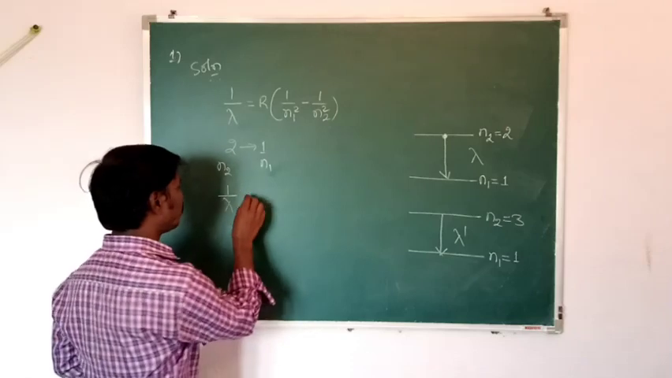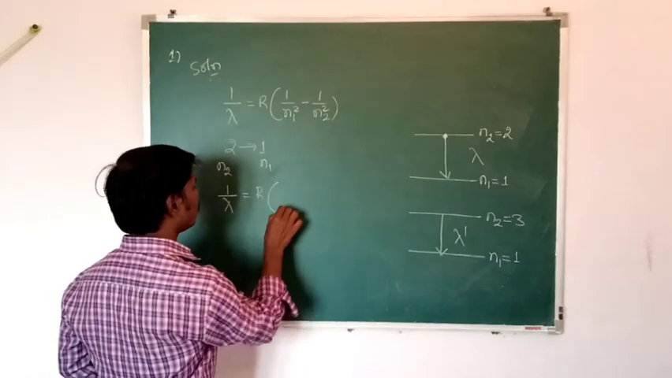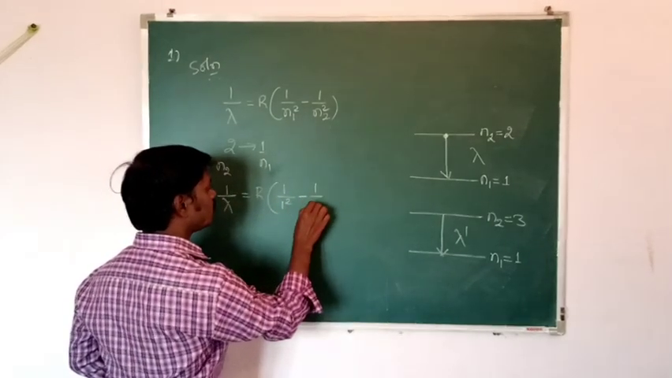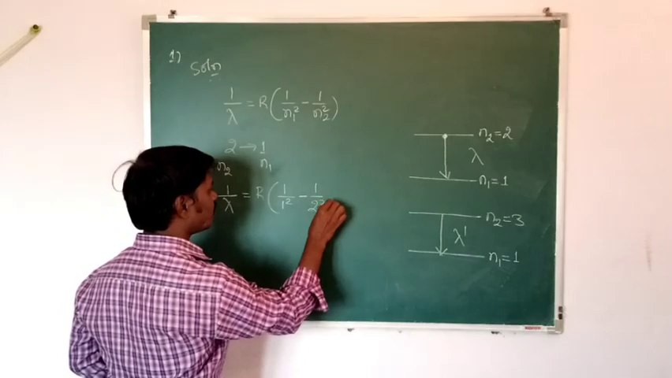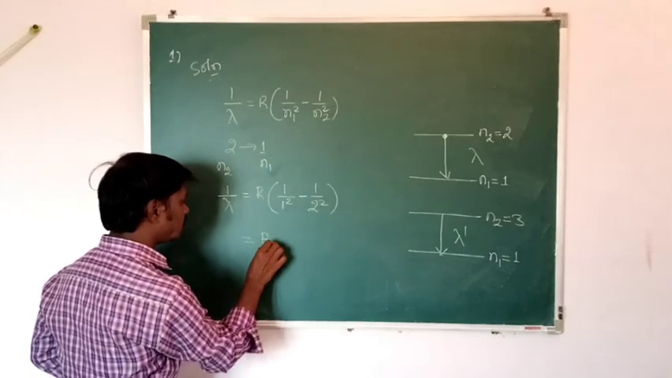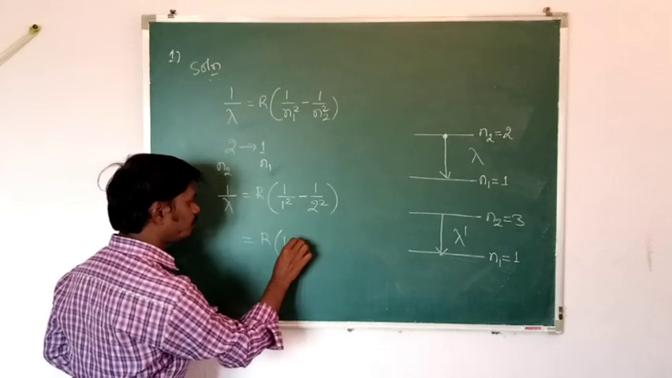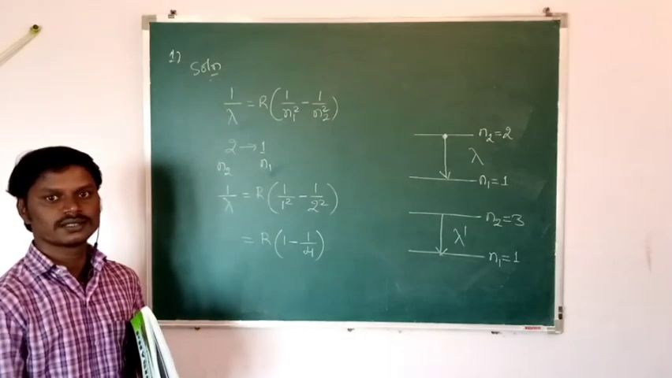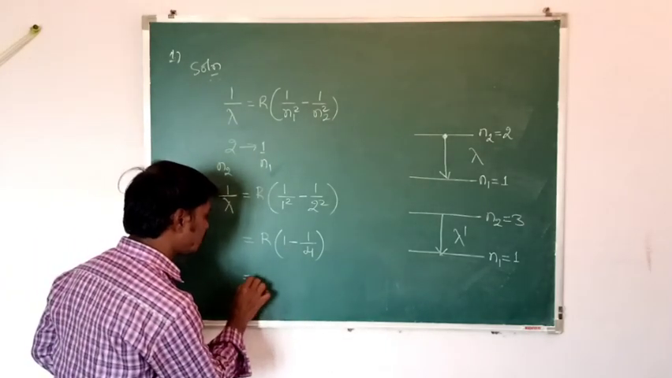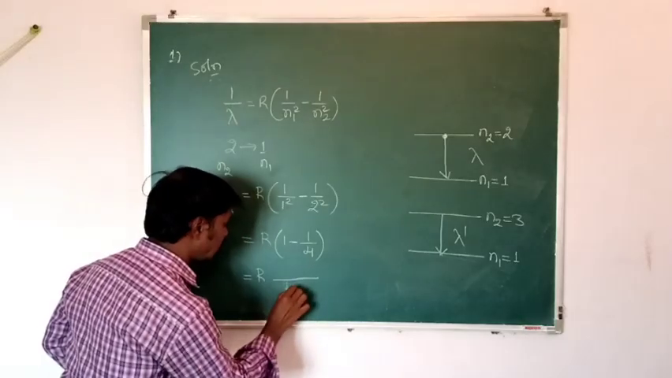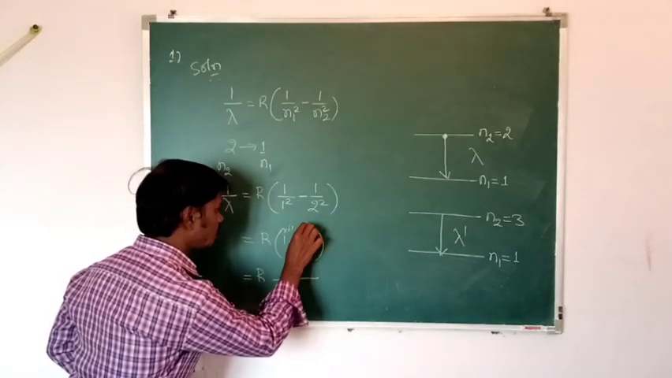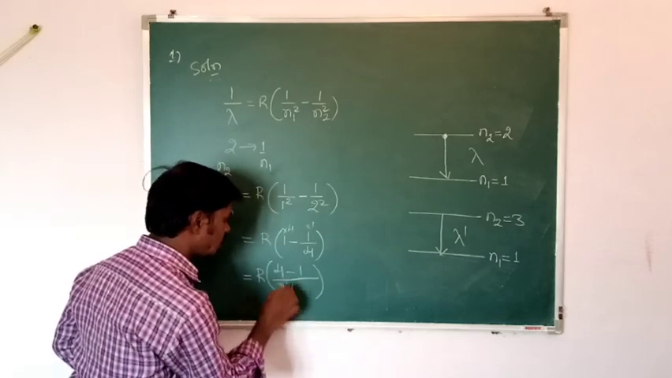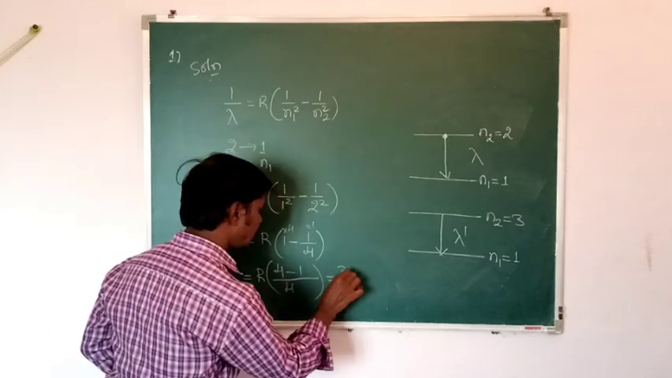Then 1 by lambda is equal to R into 1 by 1 square minus 1 by 2 square. On solving, 1 by 1 square is 1, then 1 by 2 square is 1 by 4, because 2 square is 4. Then what is the LCM here? LCM is 4. Then 4 into 1 is 4, 1 into 1 is 1. Then it is 4 minus 1 divided by 4, then it is 3R divided by 4.